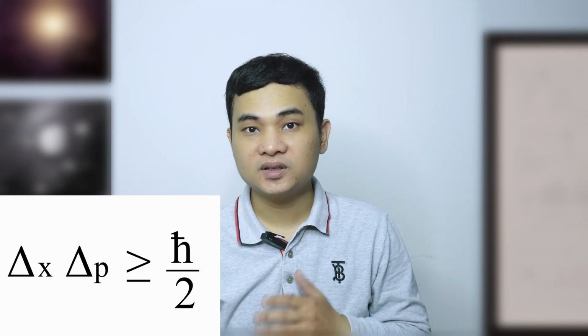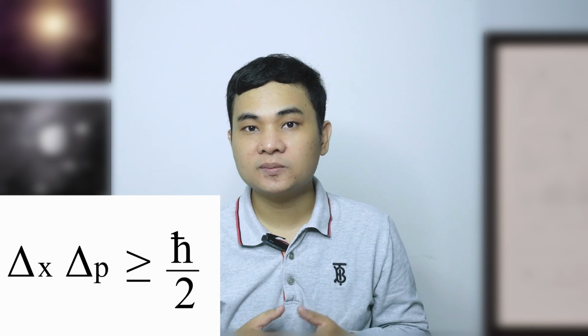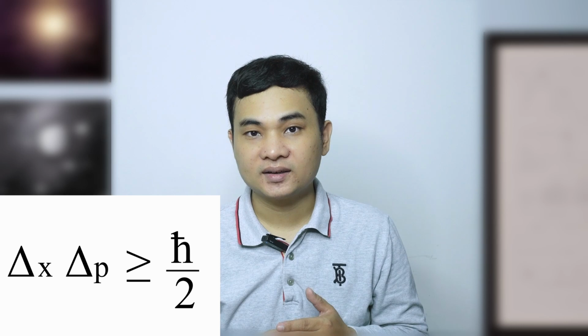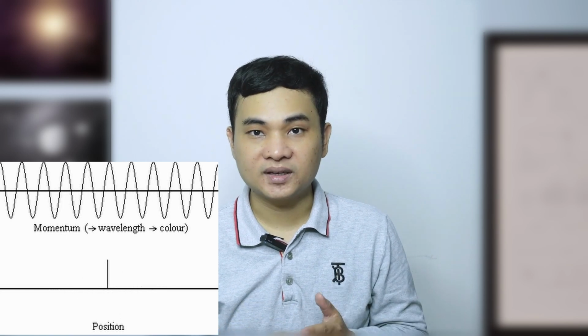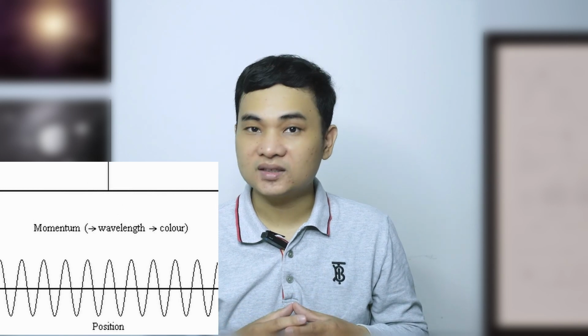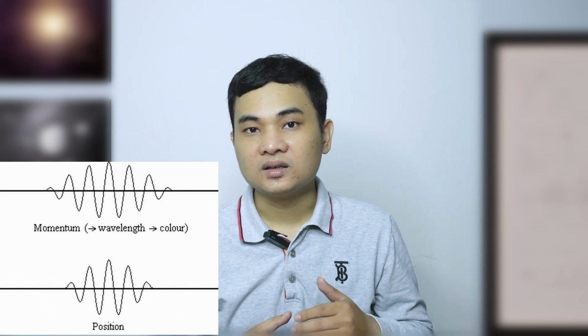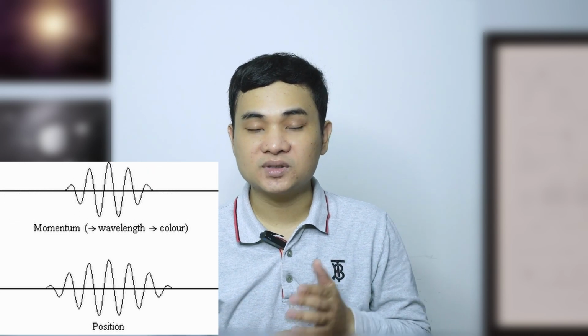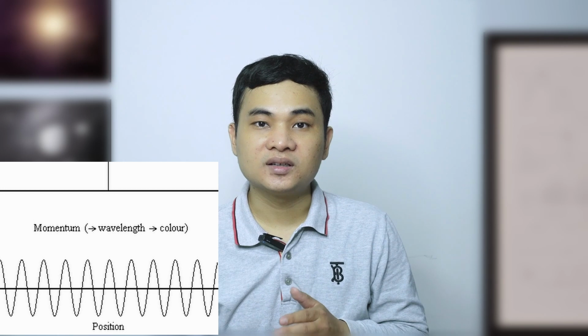Hello, in this video we will talk about the uncertainty principle. The uncertainty principle is a fundamental concept in quantum mechanics. It states that there is a limit to the precision with which certain pairs of physical properties, such as momentum and position, can be simultaneously known. In other words, the more accurately one property is measured, the less accurately the other property can be known.